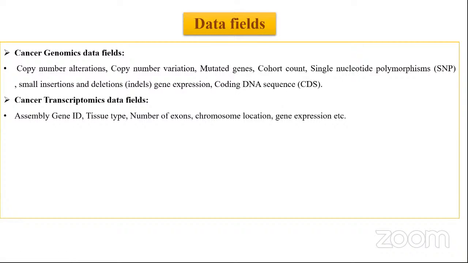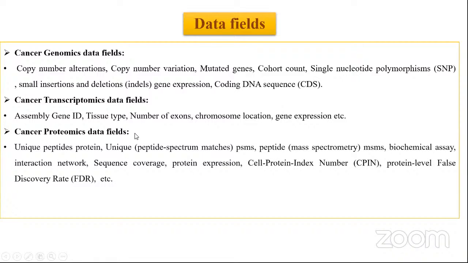These are the data fields for genomics, whereas for transcriptomics we have sample ID or gene ID, tissue type, number of exons, location on the chromosome, and gene expression data types. In proteomics, you will get to know the unique peptides, the peptide spectrum matches, that is PSMs, the MS/MS data sets, the biological molecules, the interactions of the networks, and the sequence coverage of the particular protein. These are a very large number of data sets we are going to handle by studying the omics approach.